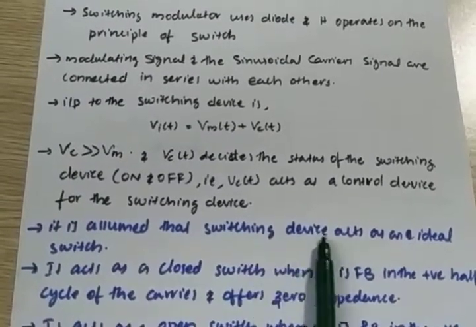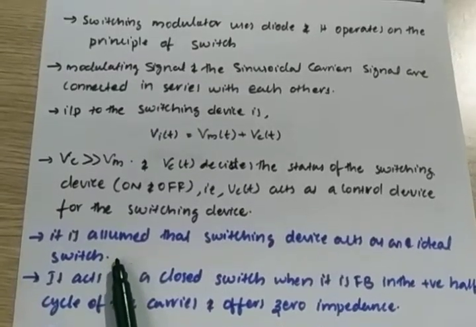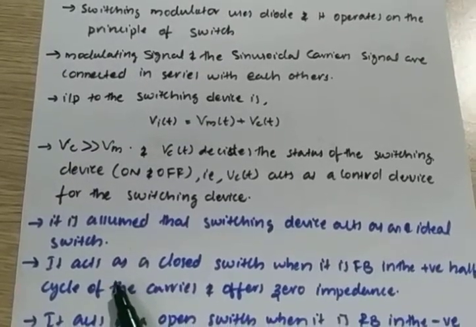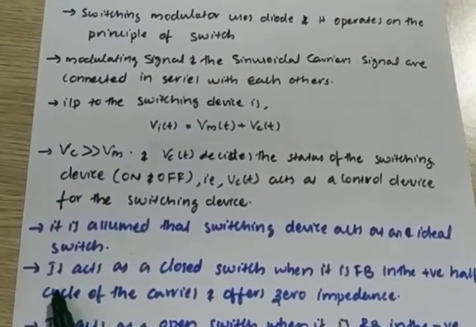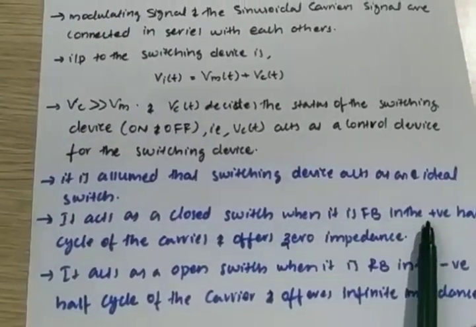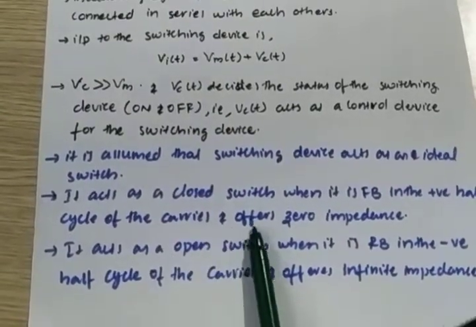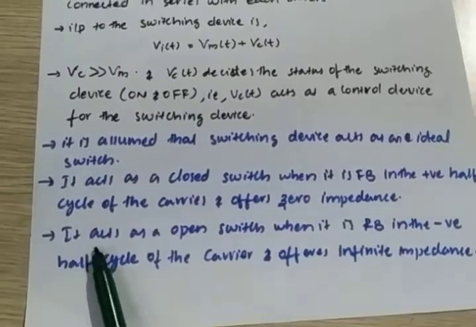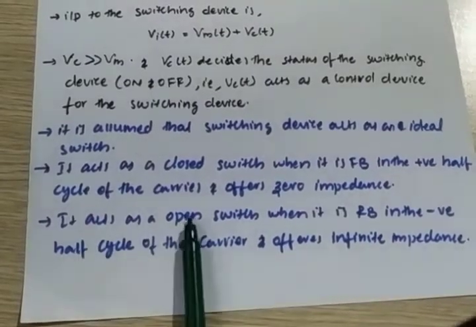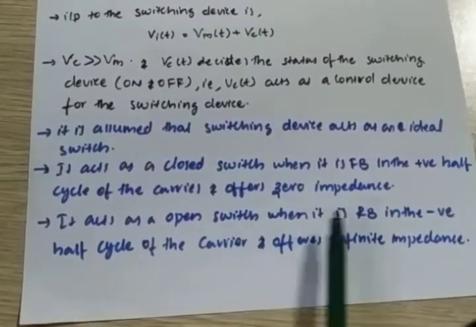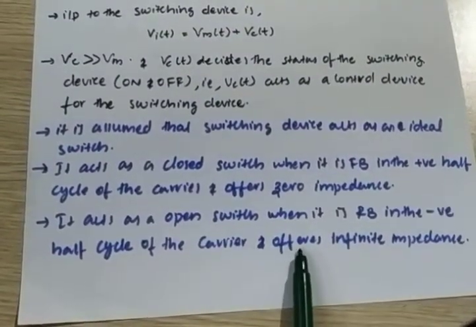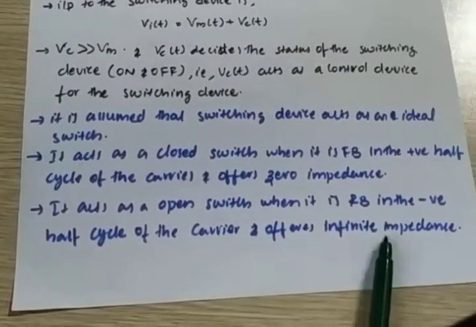It is assumed that the switching device acts as an ideal switch. So the switch used here, you consider it as an ideal switch. That means there is no cut-in voltage or anything like that in the forward bias condition. It acts as a closed switch when it is forward biased, that is, in the positive half cycle of the carrier, with zero impedance. And it acts as an open switch when it is reverse biased, in the negative half cycle. During the negative half cycle, the switch is reverse biased, and under that condition we call it an open switch. In the negative half cycle of the carrier, it offers infinite impedance.